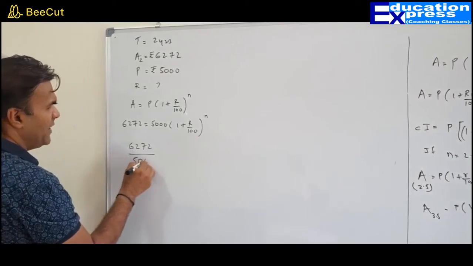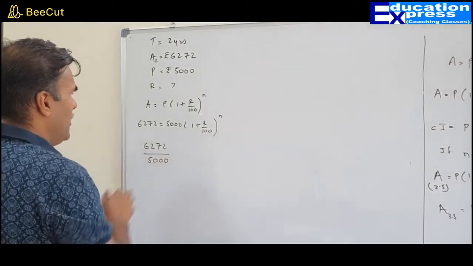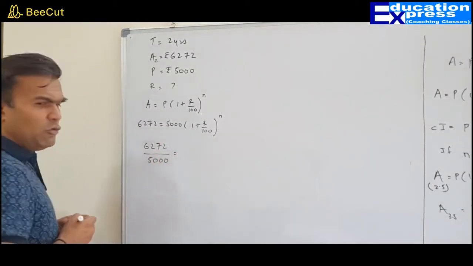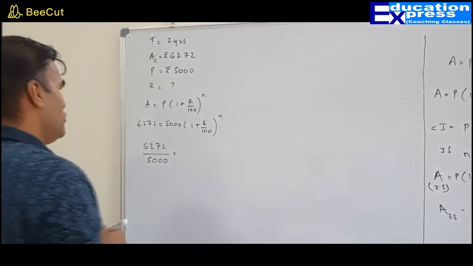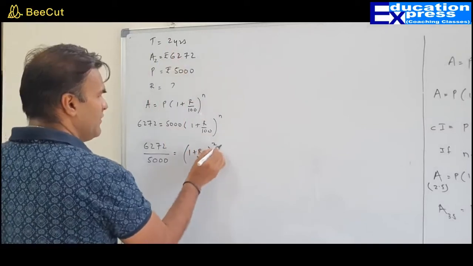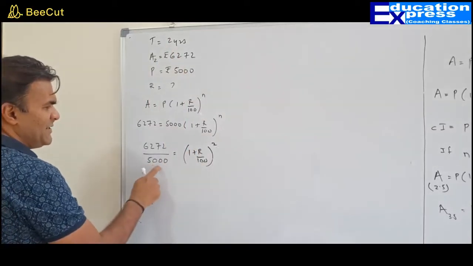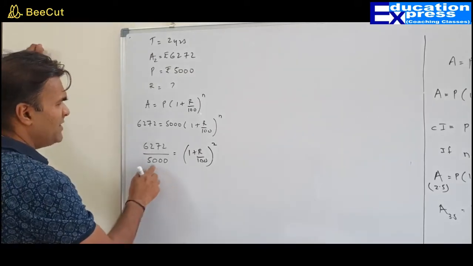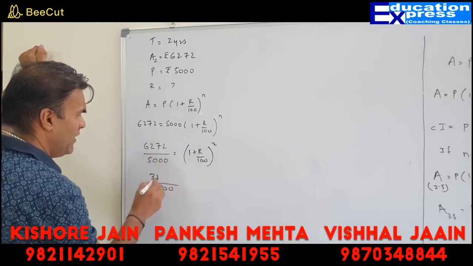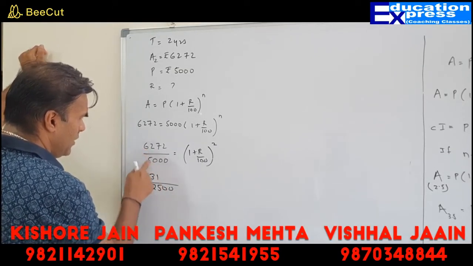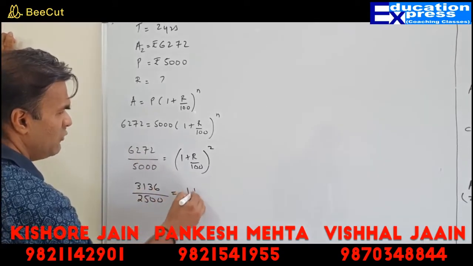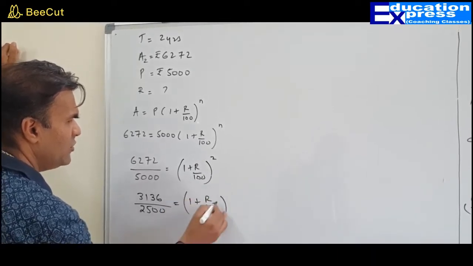6272 divided by 5,000. My dear friends, make sure that you are doing a division calculation over here. Equals (1 plus r upon 100) raised to 2 years, so this must be a square. Can we divide this? Of course so. You can divide this by 2, so you get 2500. You can divide this by 2. You get 3136 equals (1 plus r upon 100) square.